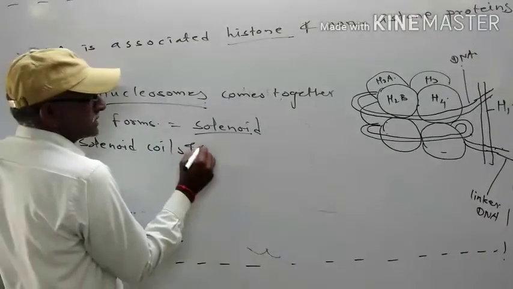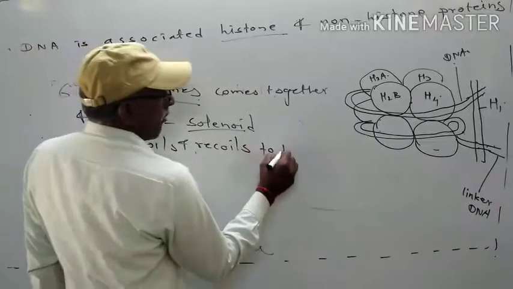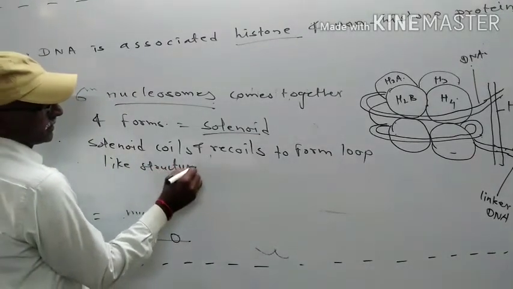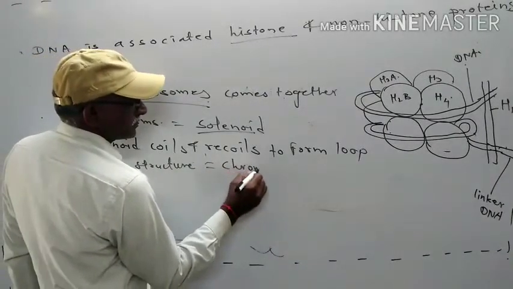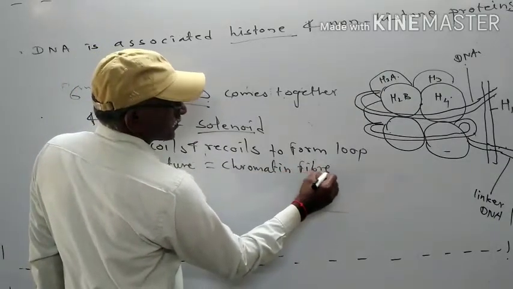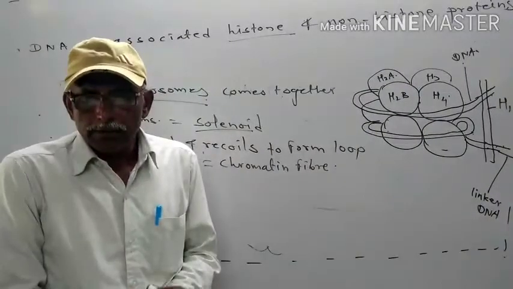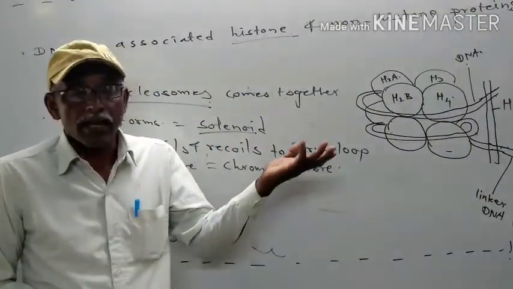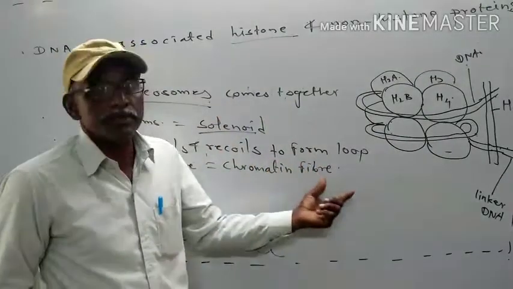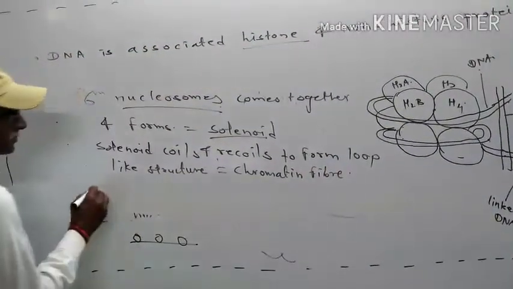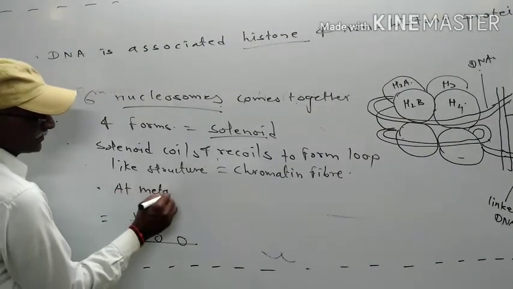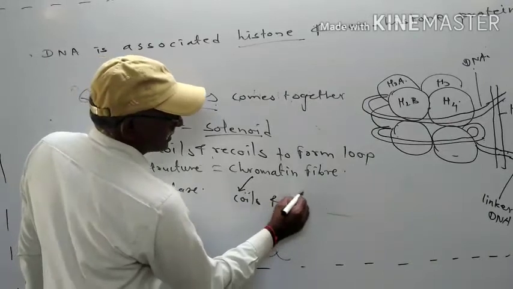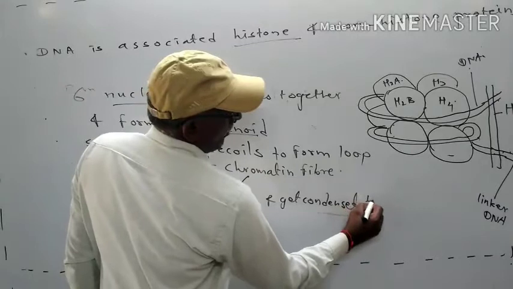The solenoid coils and recoils to form a loop-like structure. That is called chromatin fiber. And the chromatin fiber again gets coiled and condensed. At metaphase stage, these chromatin fibers form the chromosome. At metaphase stage, this chromatin fiber coils and recoils and gets condensed to form the chromosome.